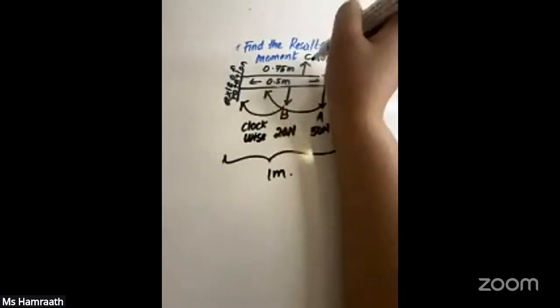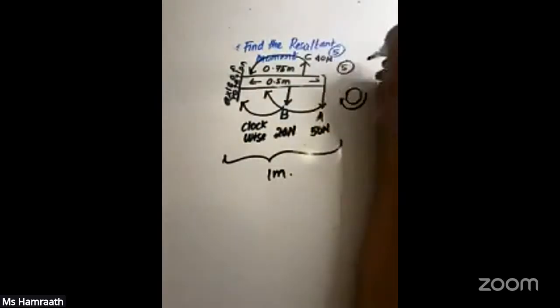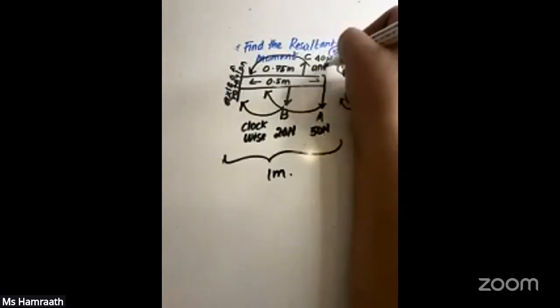And if you take the C, can you take the C and see? The C is going like this. That means C has the opposite direction. So that means C will have the anti-clockwise direction.